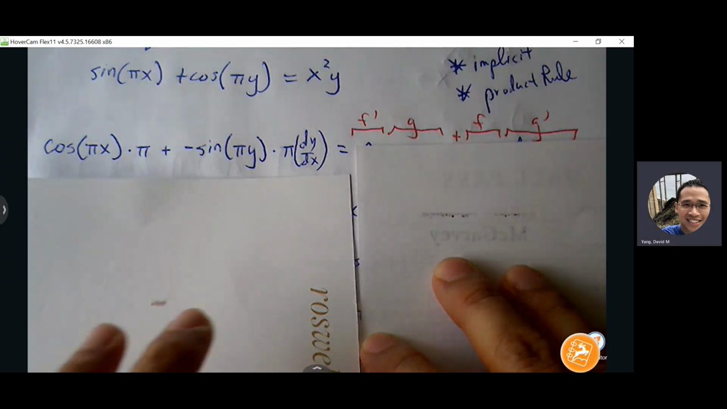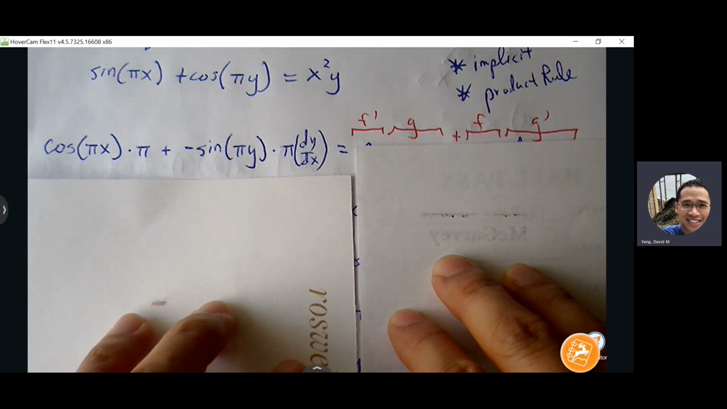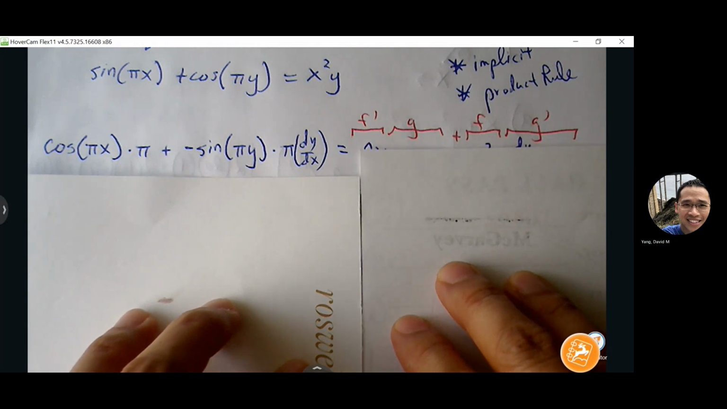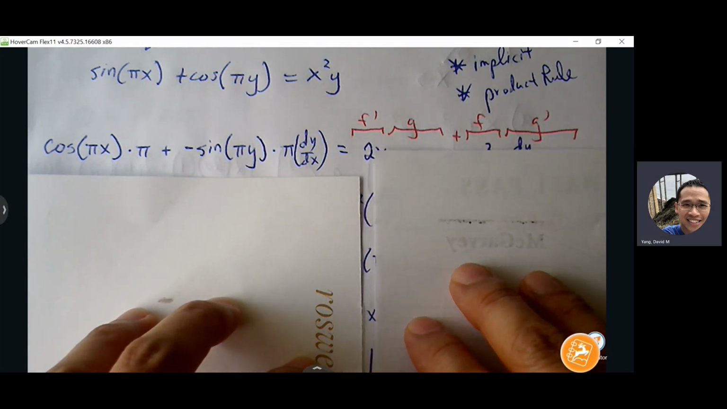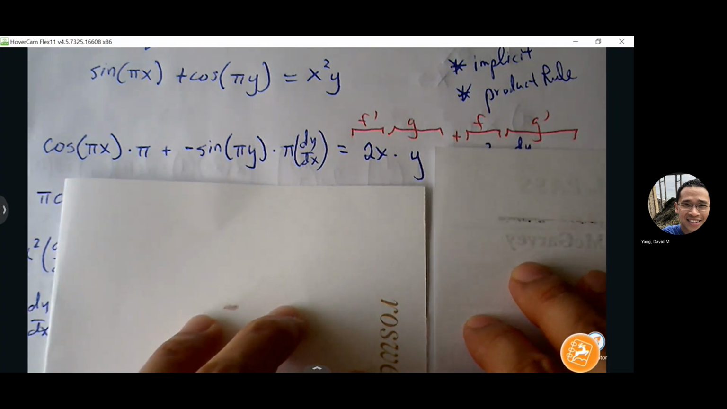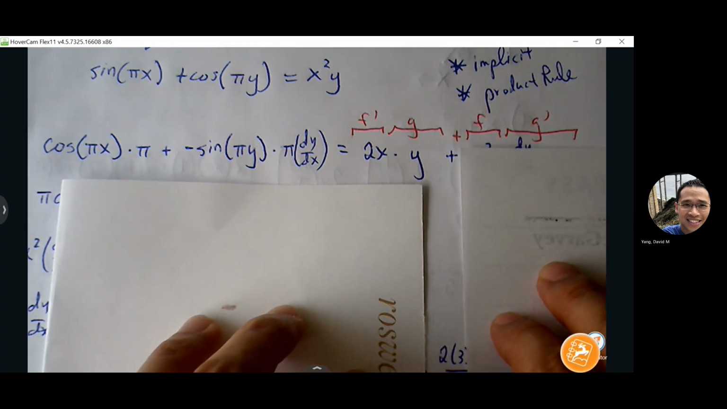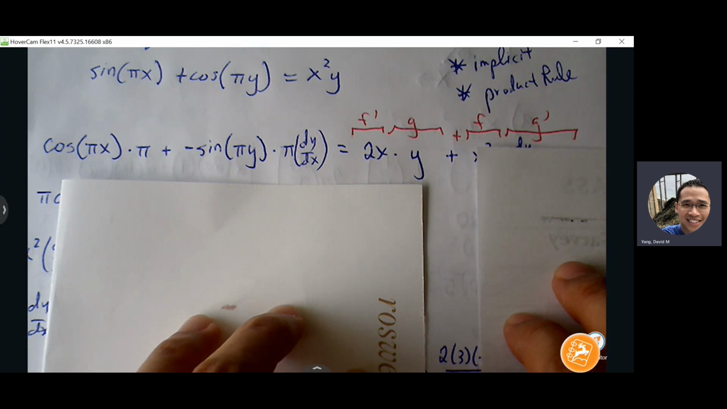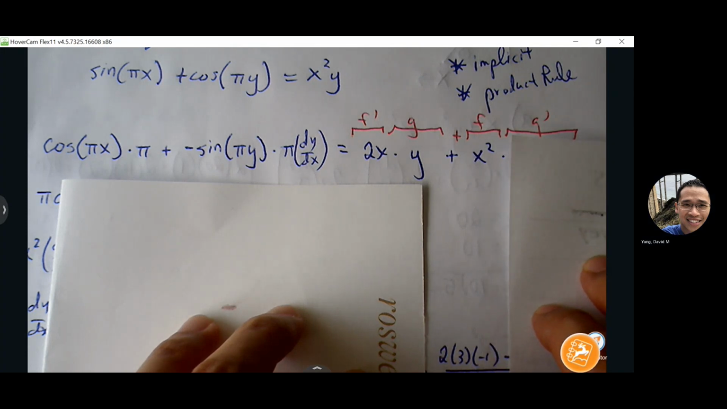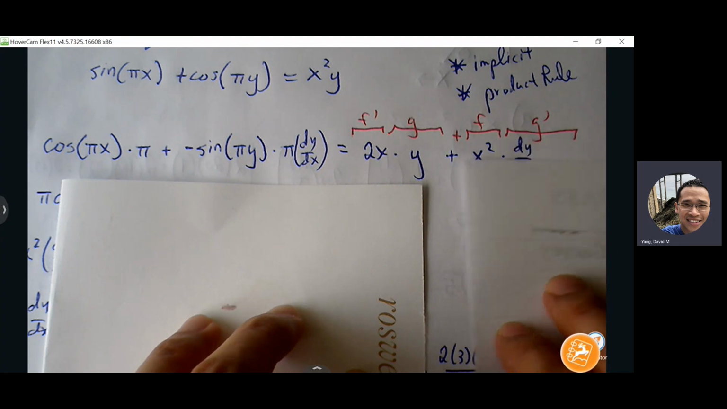Okay, f prime g plus f g prime. X squared becomes 2x. Y stays. F stays as x squared and the y becomes what? dy dx. Good.